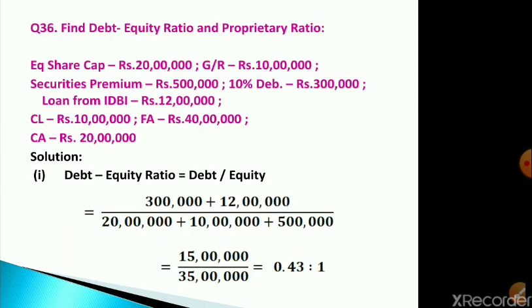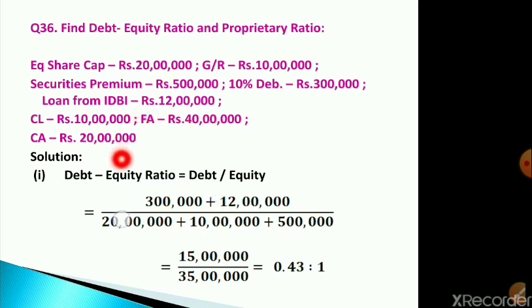Next question, question number 36. Find debt equity ratio and proprietary ratio. Equity share capital is given as 20 lakh, general reserve 10 lakh, securities premium 5 lakh, 10% debenture 3 lakh, loan from IDBI 12 lakh, current liability 10 lakh, fixed assets rupees 40 lakh, current assets rupees 20 lakh.